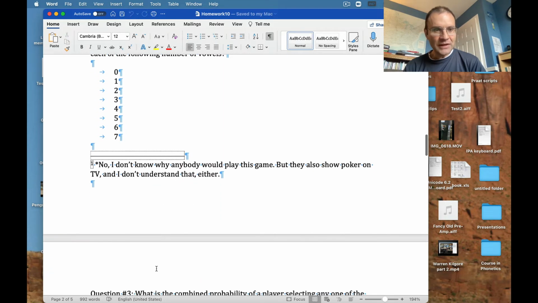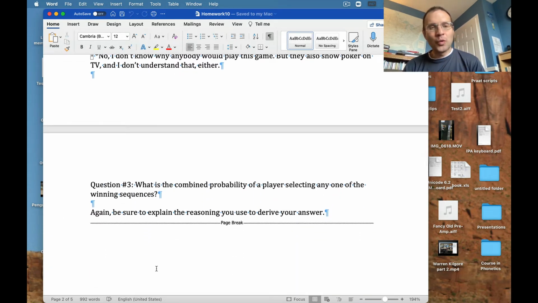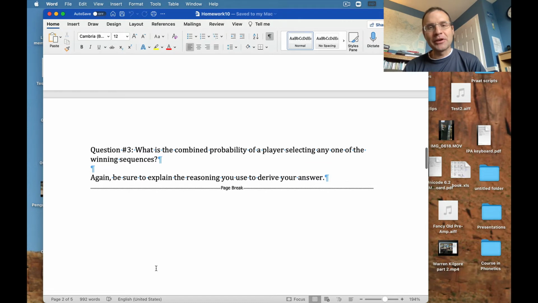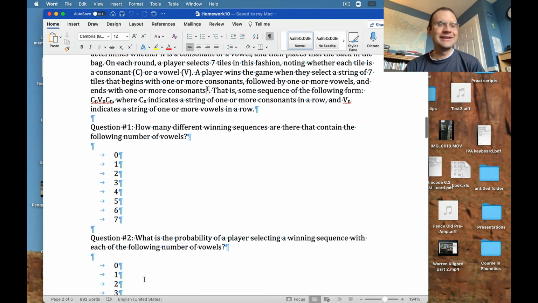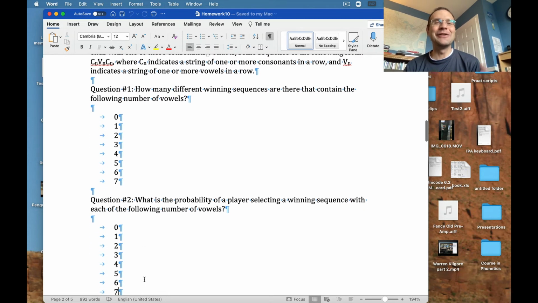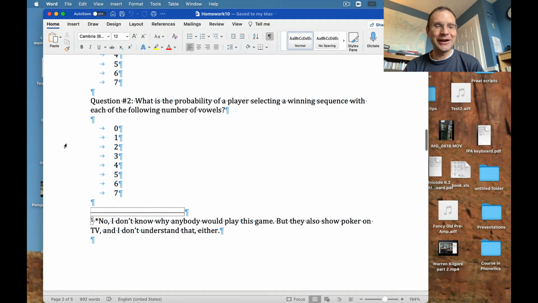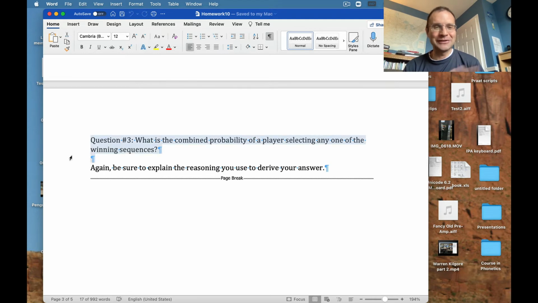Number 3: what is the combined probability of a player selecting any one of the winning sequences? So overall, what is the likelihood that when you play this game, you're going to get one of these sequences? For that, it will help if you answer questions 1 and 2 correctly in order to answer question number 3. That's all I'm going to say about that.